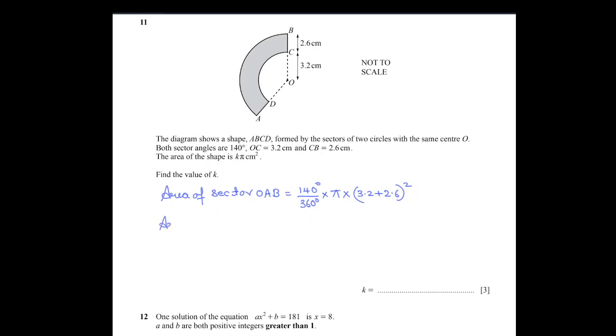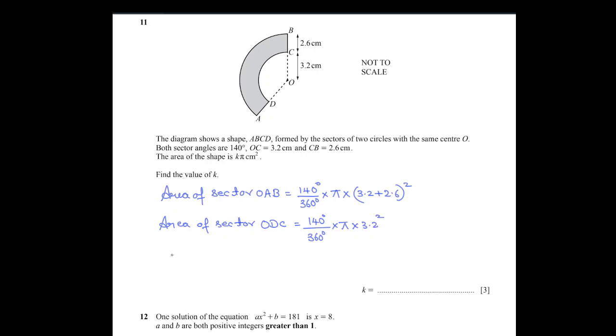Then area of sector ODC will be theta by 360 into pi into, what is the r value here? Just this 3.2. So 3.2 square. You have to add these two.